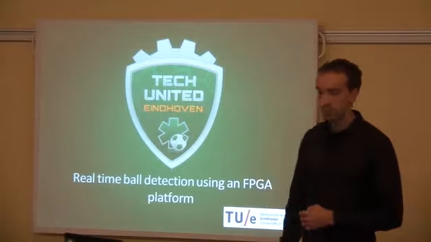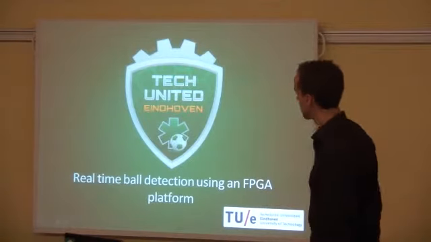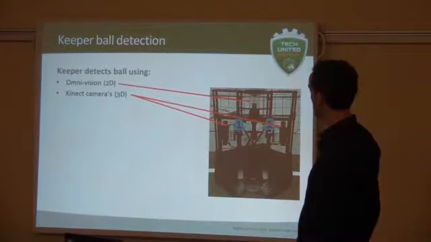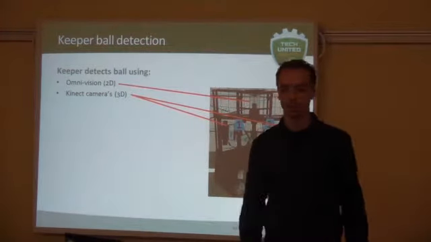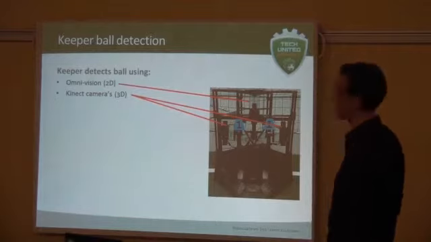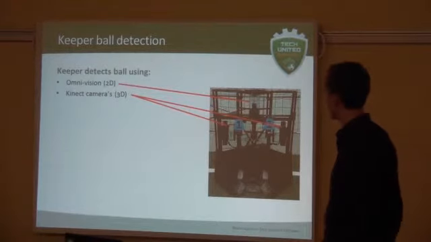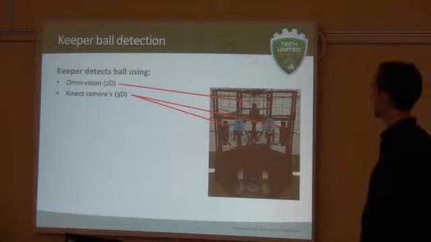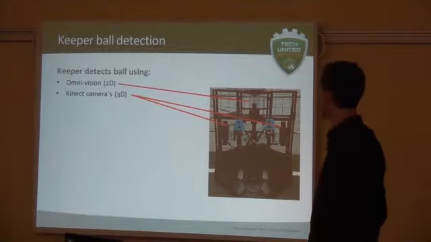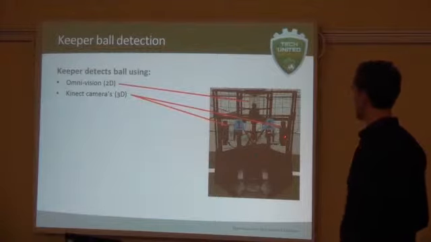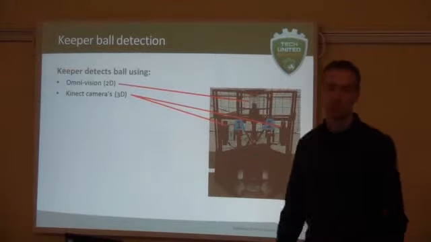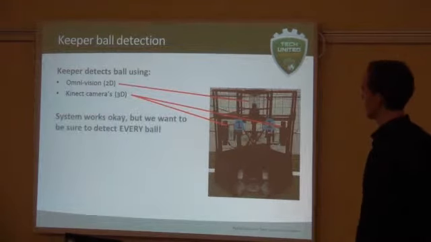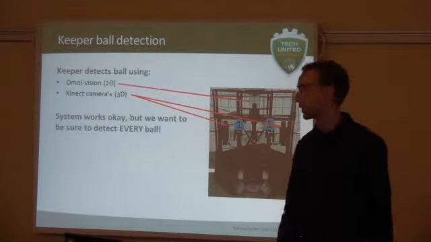Well, we're going to give two presentations today, starting with the real-time ball detection using an FPGA platform. This platform has been implemented on our goalkeeper, and our goalkeeper has several sensors to detect the ball. Of course, all the other robots have the omnivision camera, in which you can see balls. And we also included Kinect cameras, with which you can see balls in 3D, so you can also see high balls coming in. And these sensors work pretty okay.